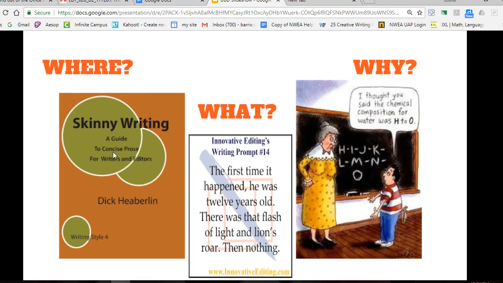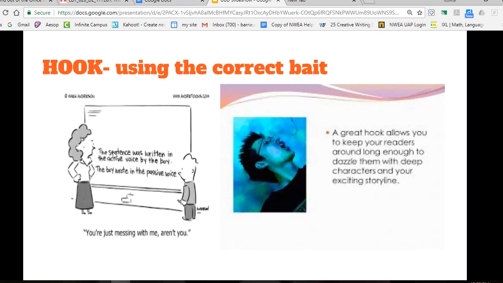Skinny writing is important to me, so the where, what, and why will explain not only where we're going at the end, but how to get there and why we're doing it. Additionally, the hook is important to me. It's also called an attention-getting device, where you use the correct bait, one that students can understand and relate to.